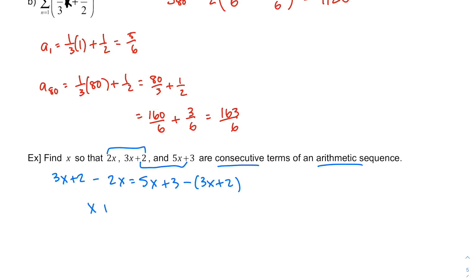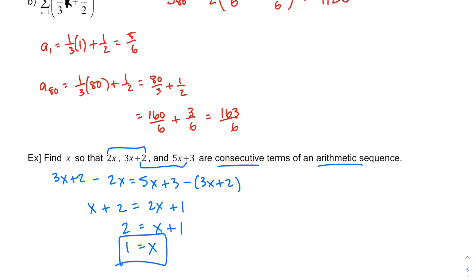So this is 3x minus 2x is x, 5x minus 3x is 2x, 3 minus 2 is 1. Subtract x from both sides, and then subtract 1. So x is equal to 1. So that is the answer.